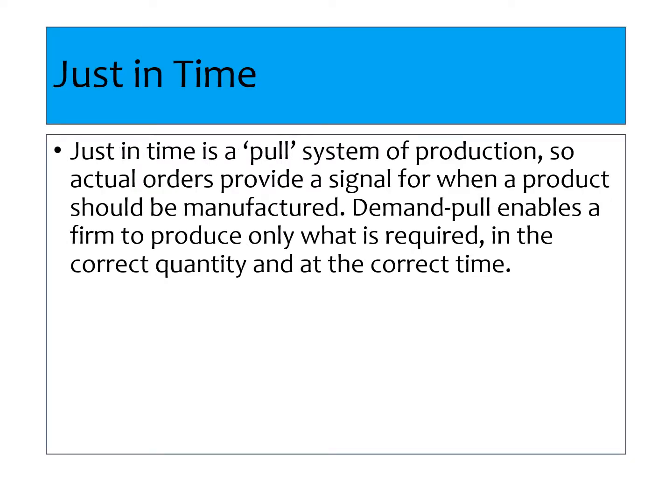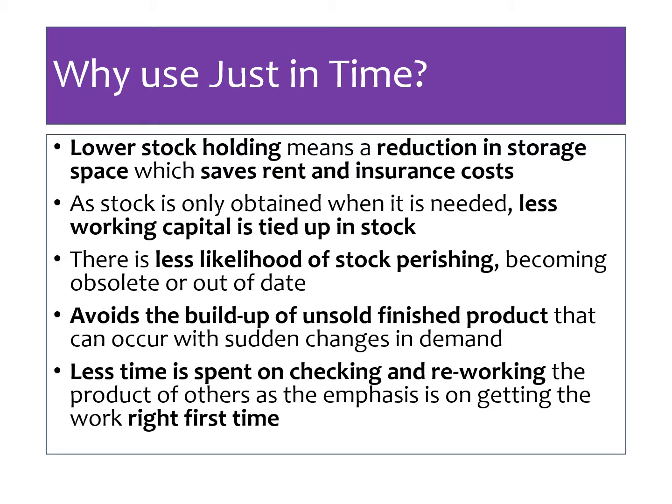Another one, which is one of the most important, I think, is just-in-time production. This is a system where you only produce products when required, when there is a demand for it. So why use just-in-time production? There are many advantages of this.